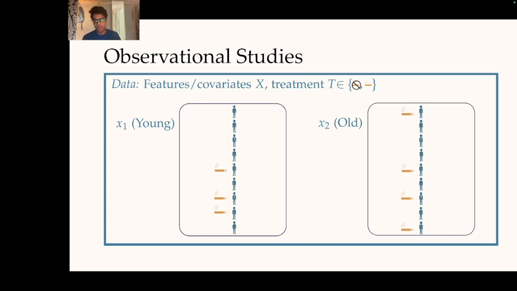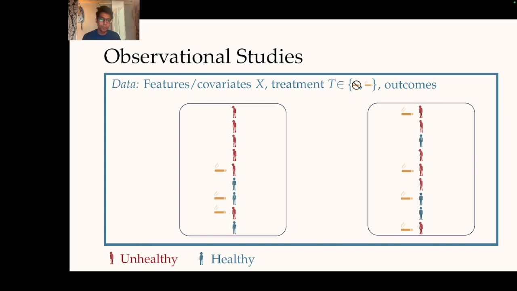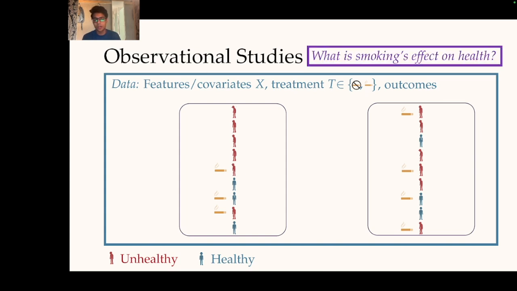So, unlike in a randomized controlled trial, the treatment assignment in an observational study is not randomized across individuals. Instead, it's a decision that is determined by several features of the individuals as well as environmental factors that may or may not be observed. Finally, individuals have outcomes, such as whether they are healthy or not, and our goal is to understand the effect of the treatment on the average outcomes of the individuals, or more specifically here, what's smoking's effect on individuals' health.